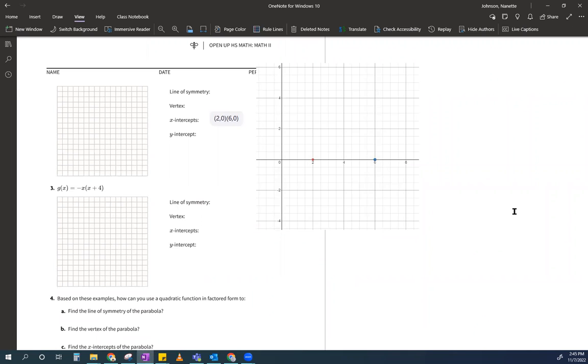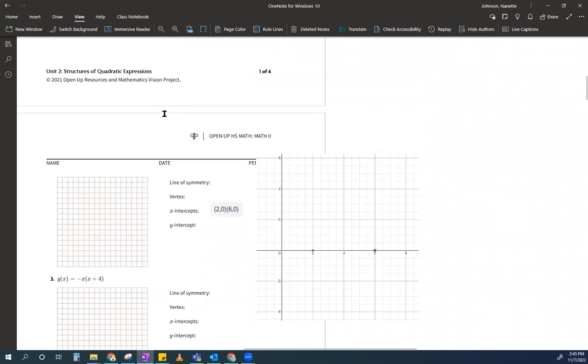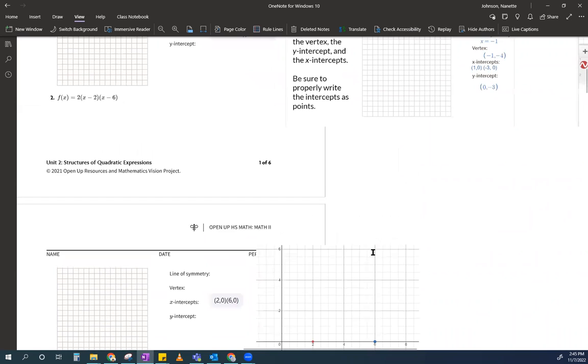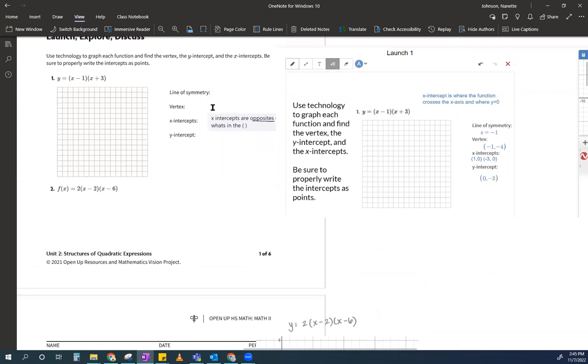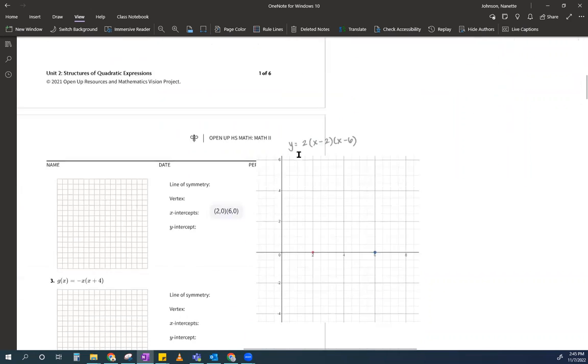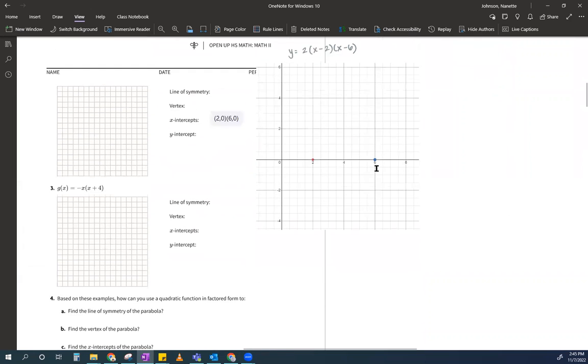Okay, and can you all imagine? I need that equation down here. Let me just write it. So let's write this one. It's y is equal to 2 parentheses x minus 2, x minus 6. Some of you are saying, hey, Ms. Johnson, does that 2 right there change anything? And it's like, no, it does not change what one of your classmates said. The x-intercepts are opposites. So good.